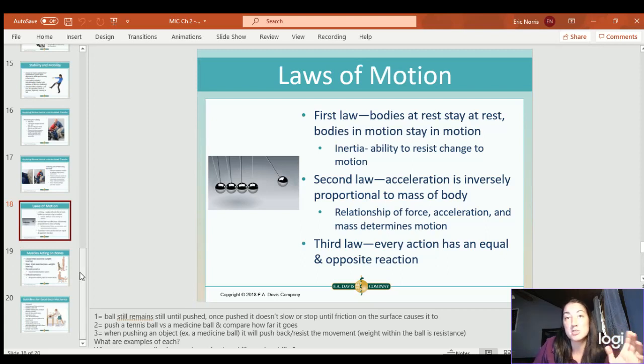If you have questions on that or anything else, please let me know so that it's clear. But you don't need to memorize every word of those laws.